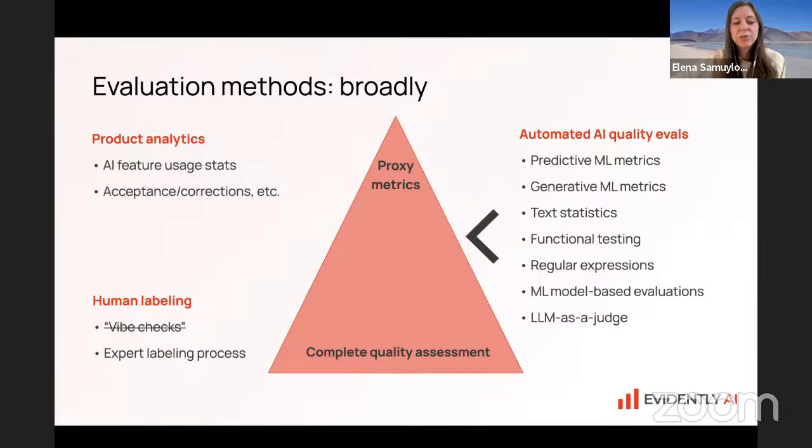But in most scenarios where you actually care about quality, you want to find some middle ground where you would run automated quality evaluations that would work at scale. And I've listed a few methods here. I'm going to talk about them, and in particular about the LLM-as-a-judge approach.